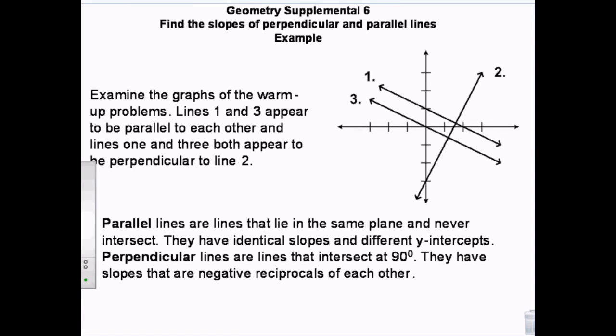All right, so here were our graphs from the warm-up. Lines 1 and 3 appear to be parallel, and both of these appear to be perpendicular to line 2. Okay? Parallel lines, this is the definition of a parallel line. They lie in the same plane.